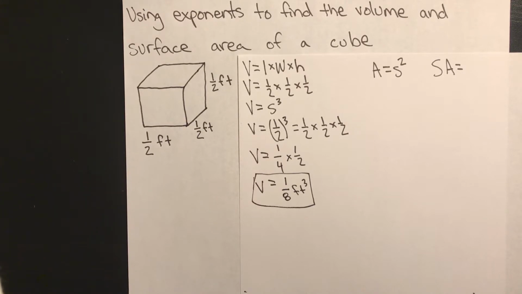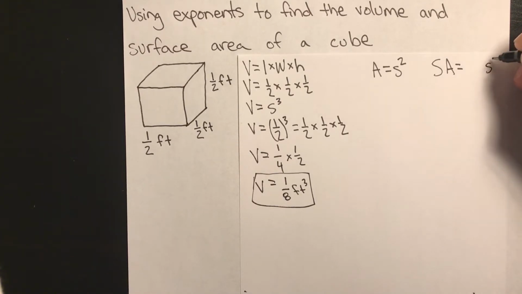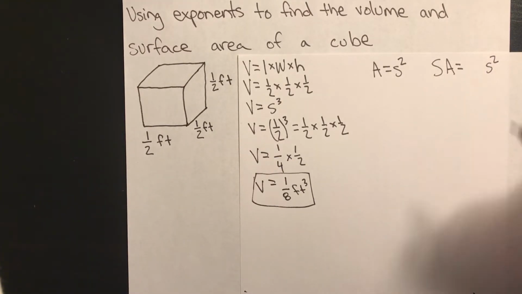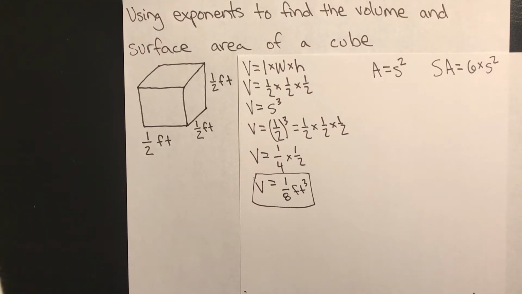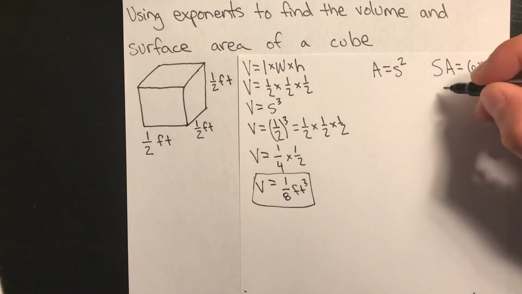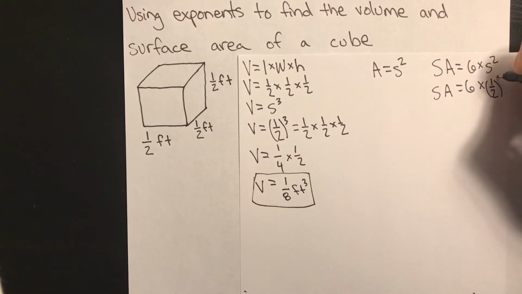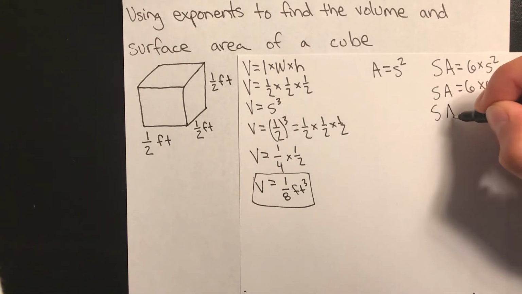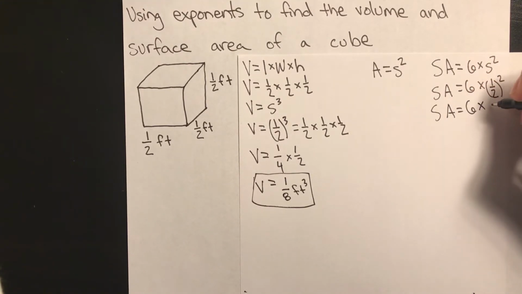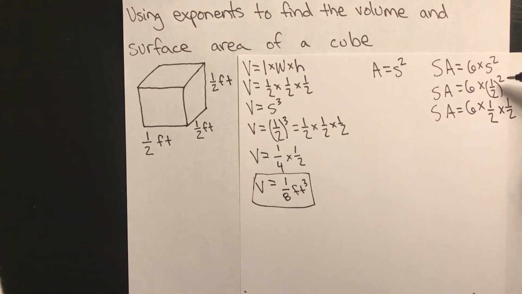The surface area formula will be the area of one of the squares, which we know is side squared, multiplied by 6, because we know that a cube has 6 faces that are all equal. So now we can write 6 times 1/2 squared, which will then be written as 6 times 1/2 times 1/2. Again, 1/2 squared is 1/2 times 1/2.